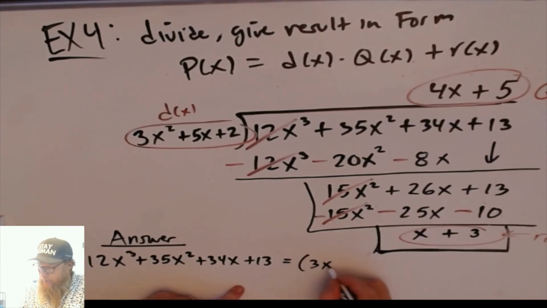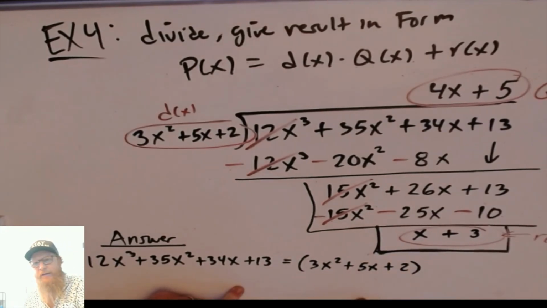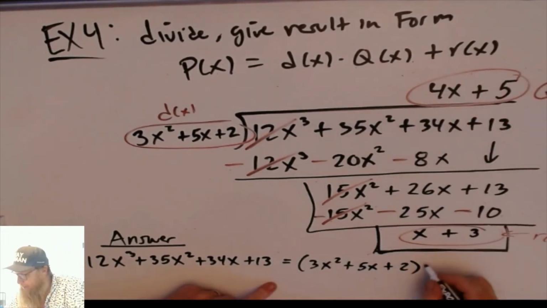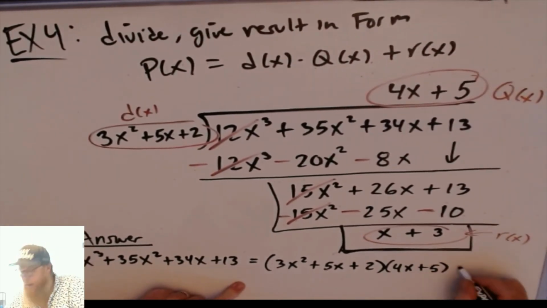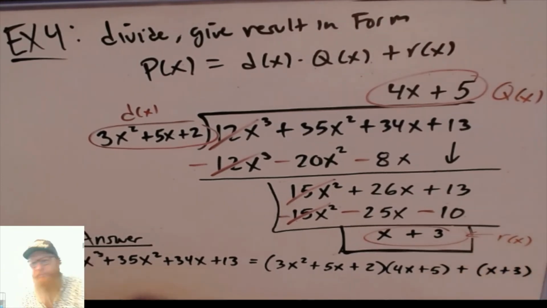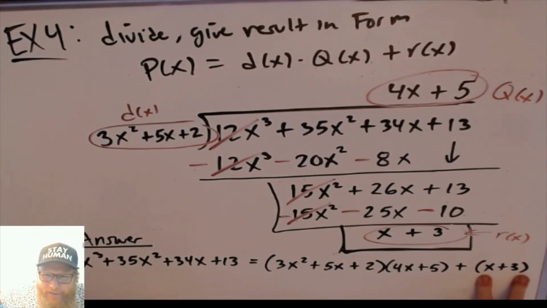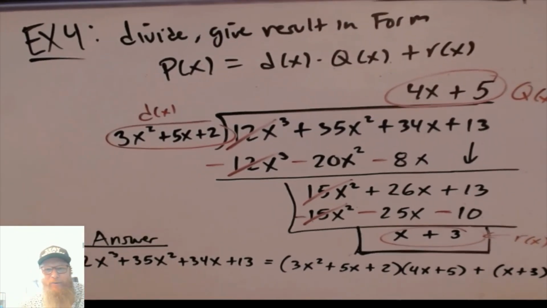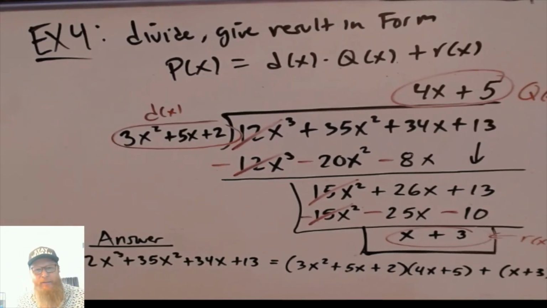So that's 3x squared plus 5x plus 2. Then q of x, 4x plus 5. And then plus r of x, which is x plus 3. You technically don't need the parentheses on the remainder, but I already wrote them, so there you go. I know it's kind of tight here, but it is what it is. It's done. Hopefully you can see that.